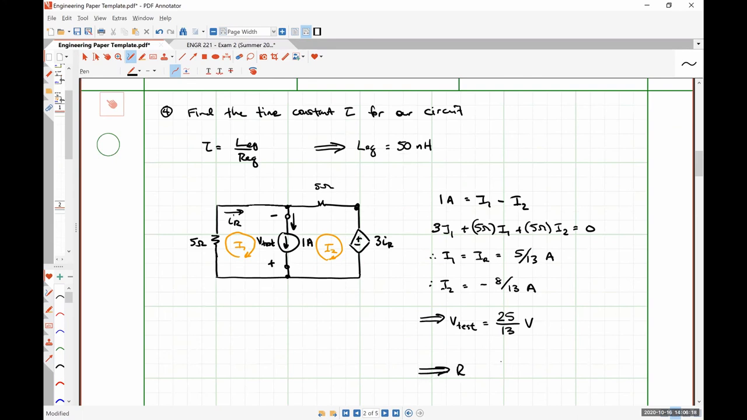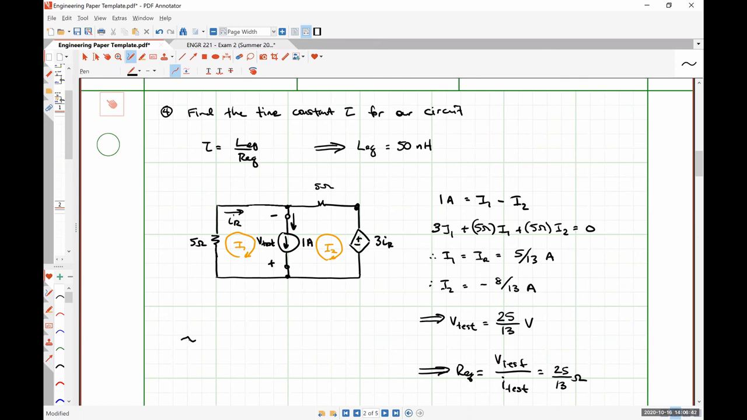REQ, which is V test over I test, is 25/13 of an ohm, because our test current was 1 amp. So when we choose 1 amp, that makes it really easy. Whatever we get for our test voltage divided by 1 gives us our resistance.